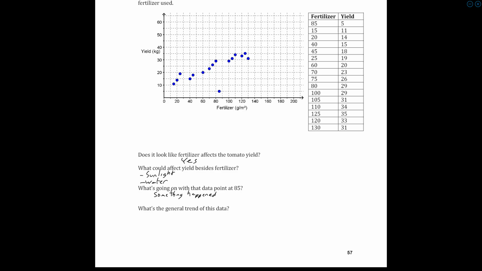So what's the general trend? What would you say is the trend of this data? And this is the big idea with scatterplots. What generally happens here? More fertilizer used, the more yield. Great. That's true. If you increase fertilizer, you increase yield. Fertilizer goes up, I just drew arrows. Up the fertilizer, up the yield.